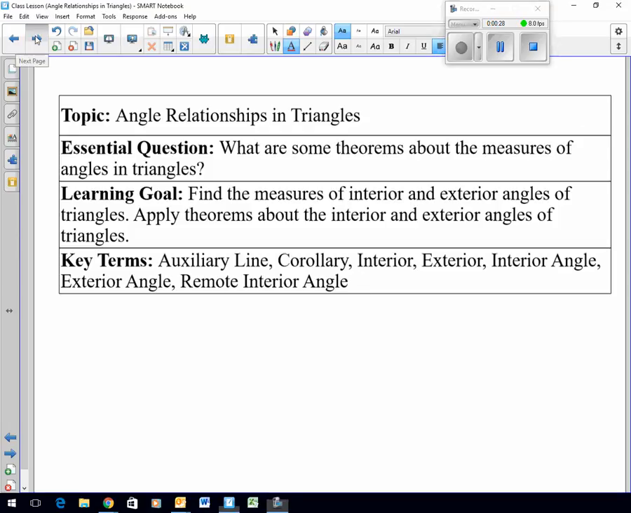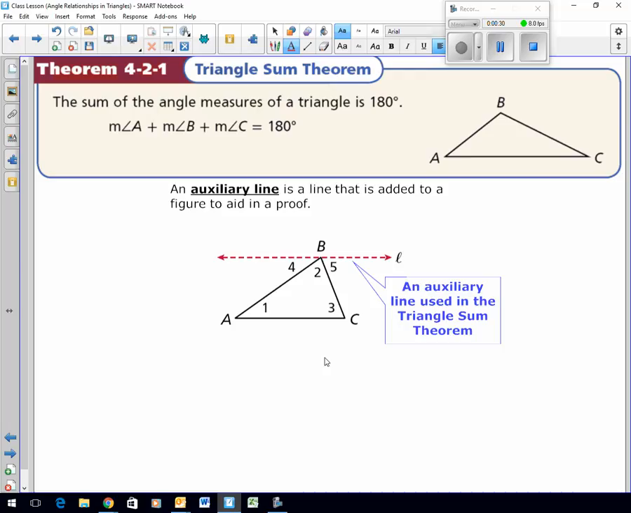All right, first up, we have what you already know because we already taught it to you. The triangle sum theorem. You don't have to write it down. You already know it. The sum of the angle measures of a triangle is how many degrees? 180 degrees. The three angle measures of a triangle always have a sum of 180.